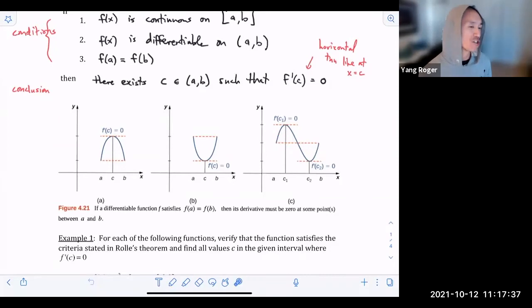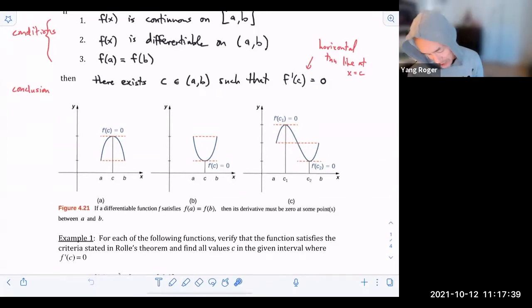So what does the conclusion say? The conclusion says there's going to be some points where the tangent line is horizontal. So in this case, there's a horizontal tangent line here. In this case, there's a horizontal tangent line here. And in this case, there are two horizontal tangent lines, there and there.